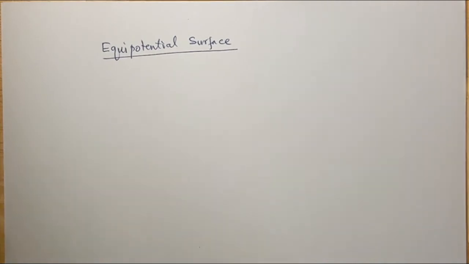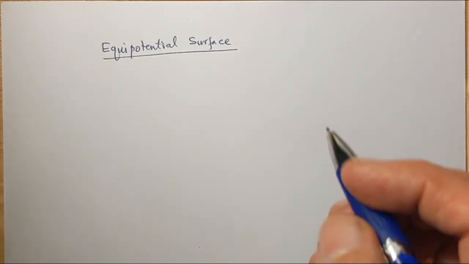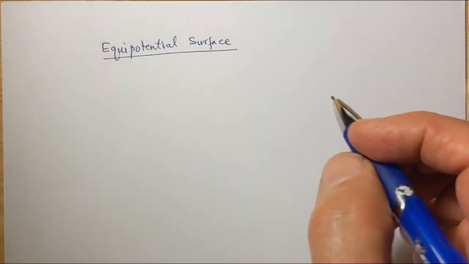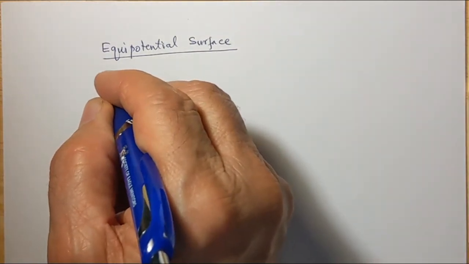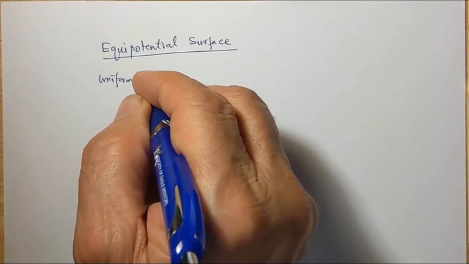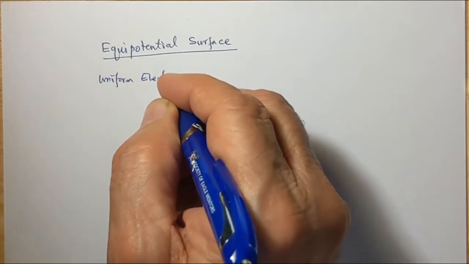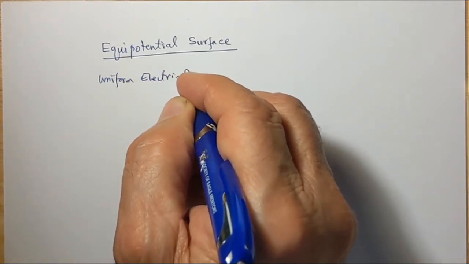We now look at equipotential surfaces or equipotential lines, but usually it should be a surface. So first let's do it for a smooth, parallel, uniform electric field. And then we take the case of a non-uniform electric field.